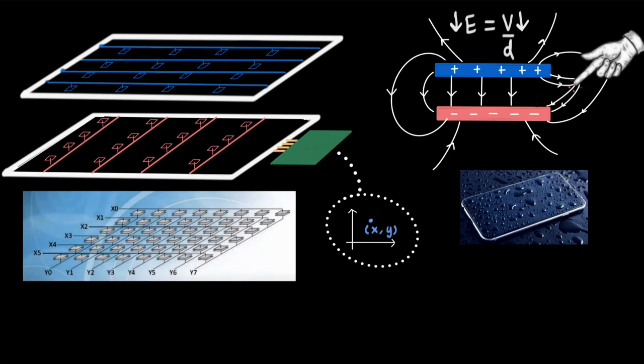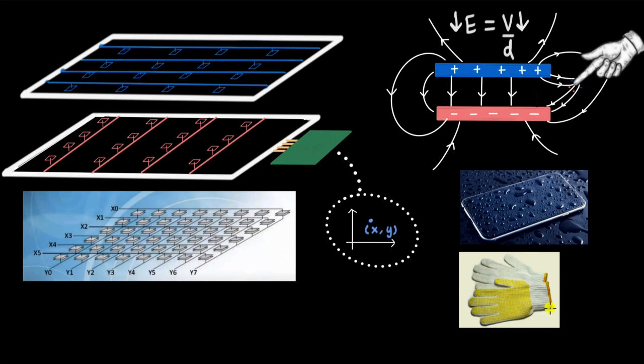And on the other hand, if you're wearing gloves, you might have experienced that you aren't able to operate a touchscreen. That is because the fabric of the glove is an insulator. So when you bring your finger close to the screen, there is no change in the electrostatic field and there is no voltage drop, and nothing is detected by the sensor.